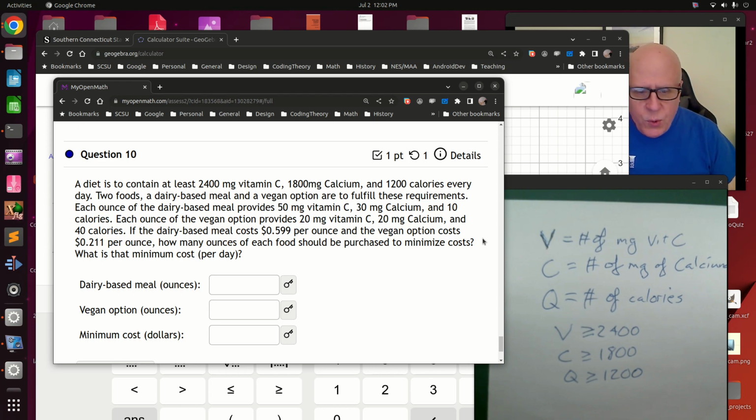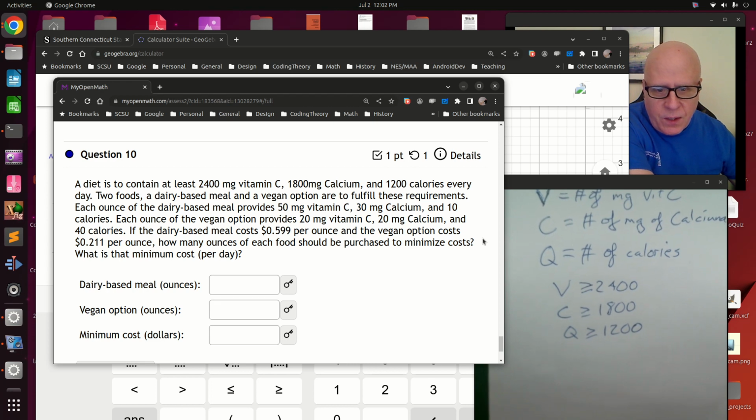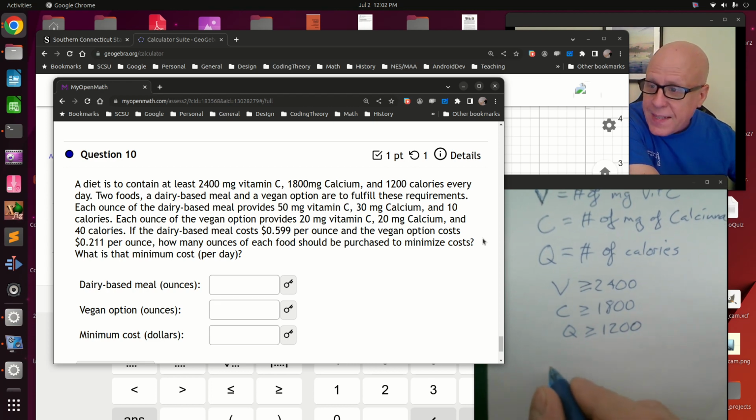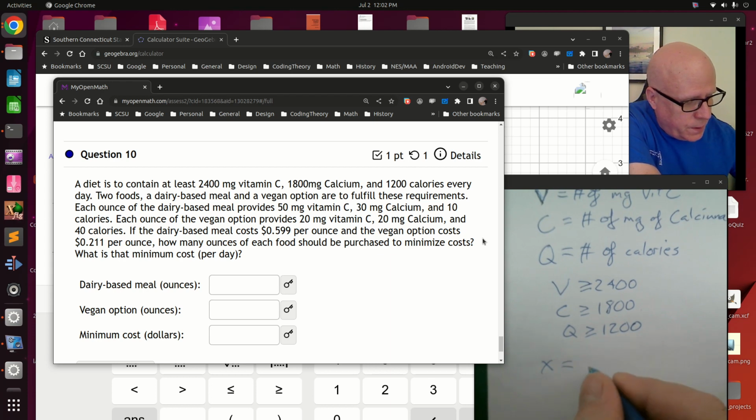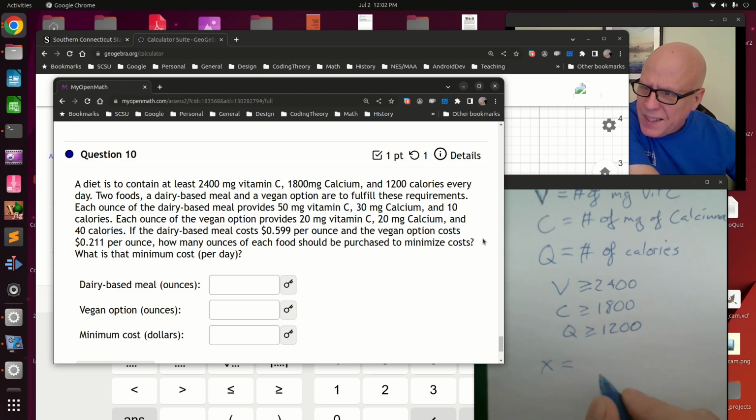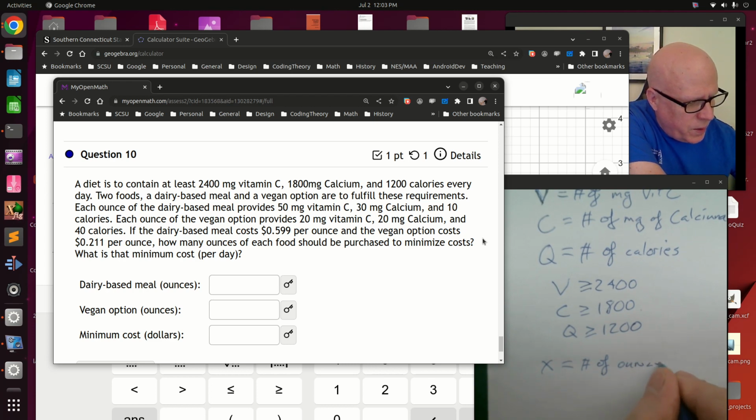Okay, now we have these two food types to use in constructing this diet. We've got the dairy-based, which I'm going to call X. And now the dairy-based stuff and the vegan option talk about how much they give per ounce. So X is the number of ounces of dairy-based. And Y is going to be the number of ounces of the vegan option.